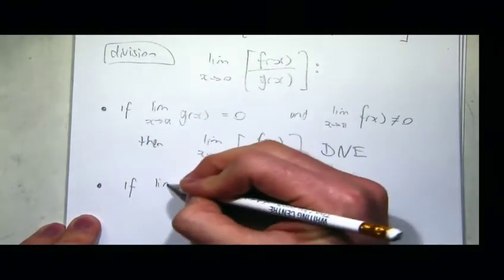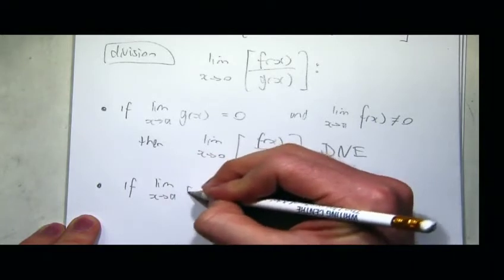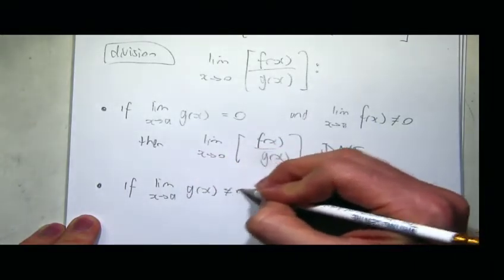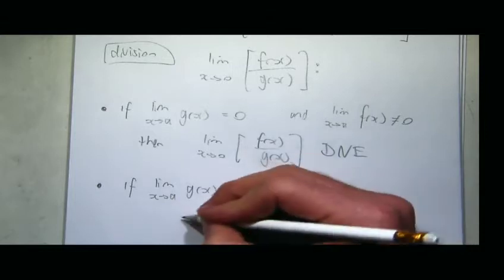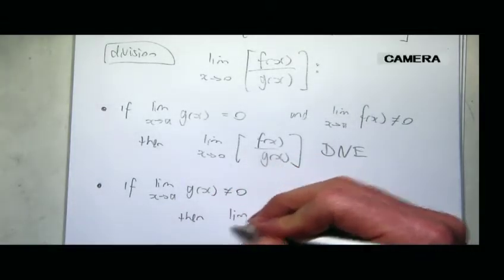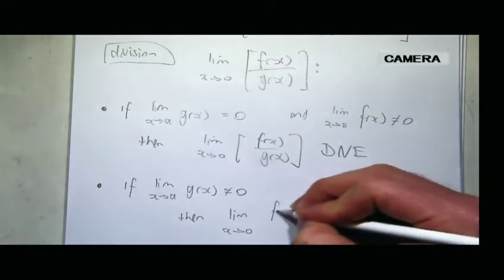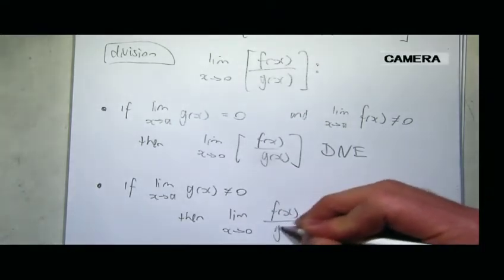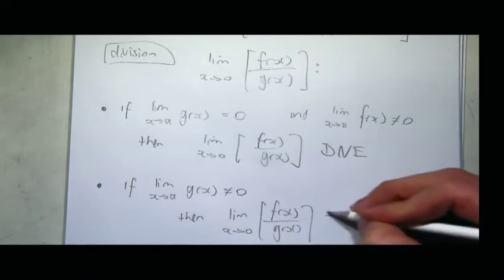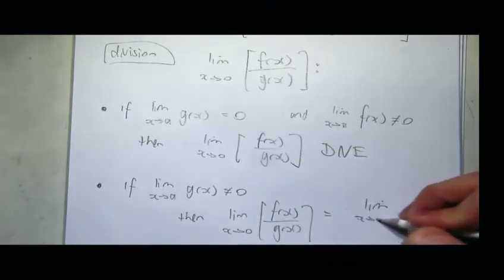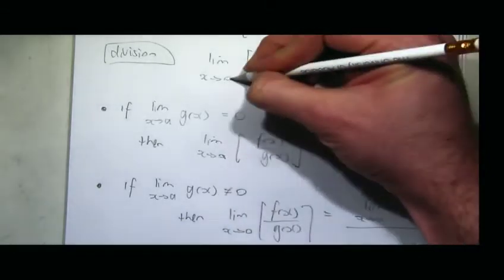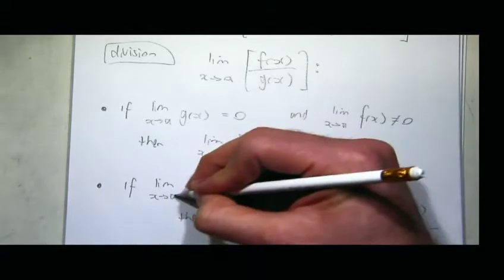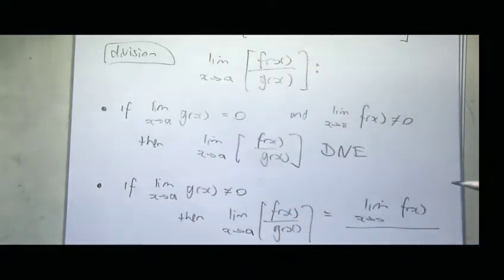If the limit of the bottom, of g of x, isn't 0 and the top exists, then you can expand it out over the division, you can do the limit of the top and bottom separately. Does it have to be as x goes to a or what x goes to? Oh yeah, a. Lucky that a looks like 0 and can be turned into an a really easily.